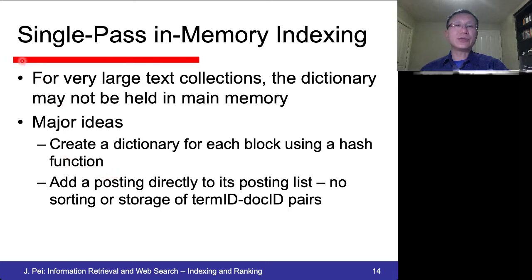One idea is to use single-pass in-memory indexing. The idea is that for very large text collections, the dictionary may not be held in main memory. Then we can create a dictionary for each block using a hash function, and then we can add a posting directly to its posting list. We don't store the term ID, document ID pairs in blocks.